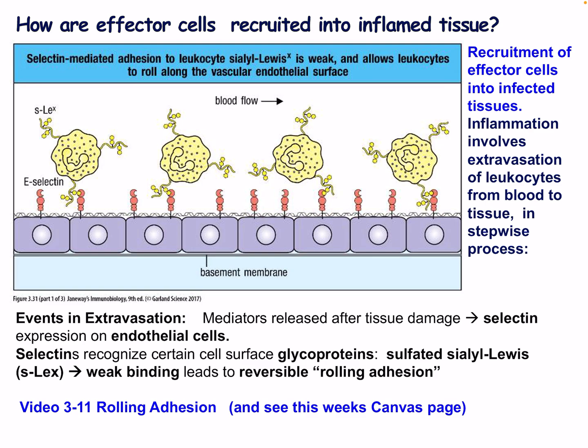So how are they recruited to inflamed tissues? Recruitment of effector cells into infected tissues occurs in inflammation. Inflammation involves the extravasation of leukocytes from the blood into tissue in a stepwise process. In extravasation, mediators released after tissue damage will cause increased expression of selectins on endothelial cells. Here we can see E-selectin, which is used to bind to the cells. Here they can bind to what's called sialyl Lewis X, or S-Lex, which has a weak binding to E-selectin, and it leads to reversible rolling.